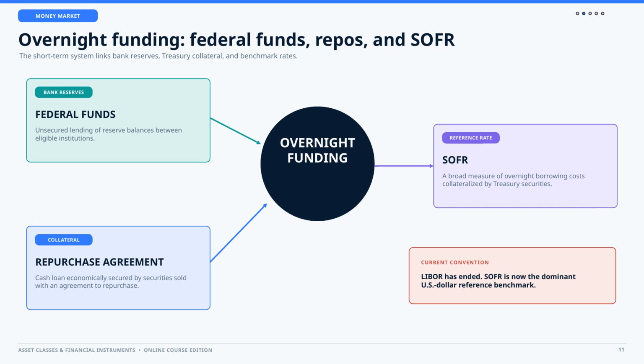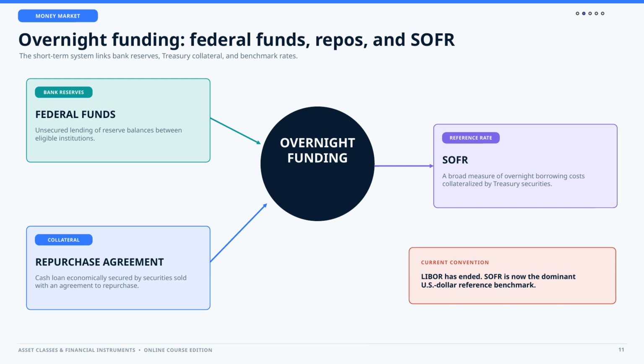3 concepts organize today's overnight funding market. Federal funds are unsecured loans of reserve balances between eligible institutions. A repurchase agreement, or repo, is economically a collateralized loan. One party receives cash and transfers securities with an agreement to repurchase them later. SOFR, the Secured Overnight Financing Rate, measures the broad cost of overnight borrowing collateralized by Treasury securities.